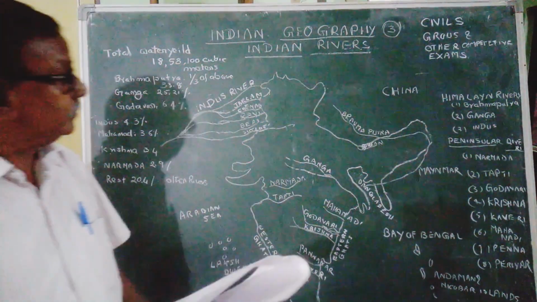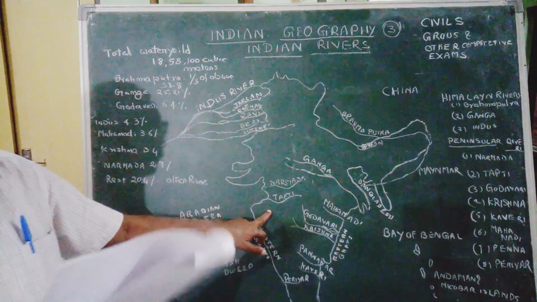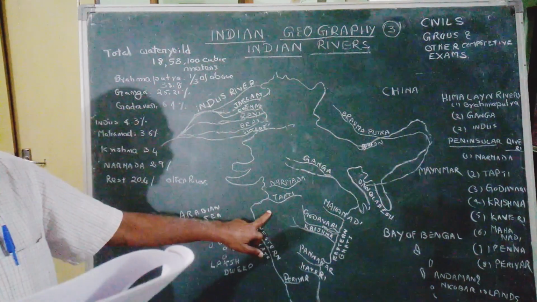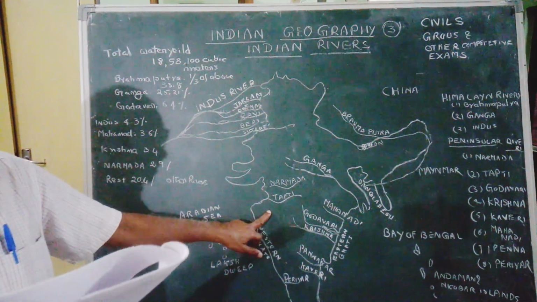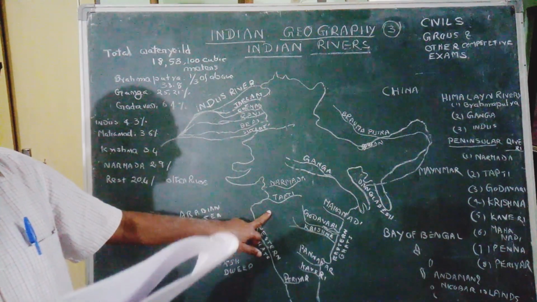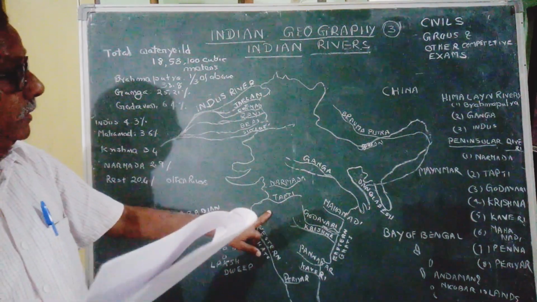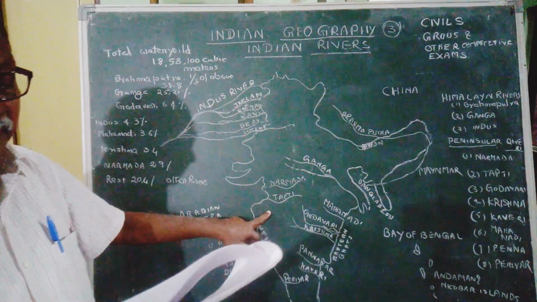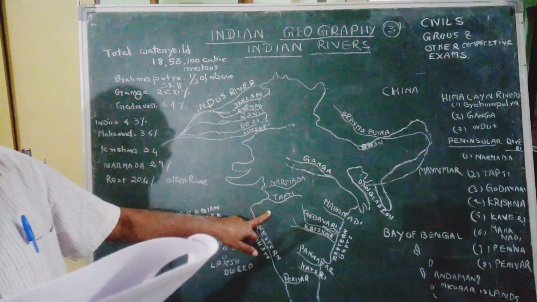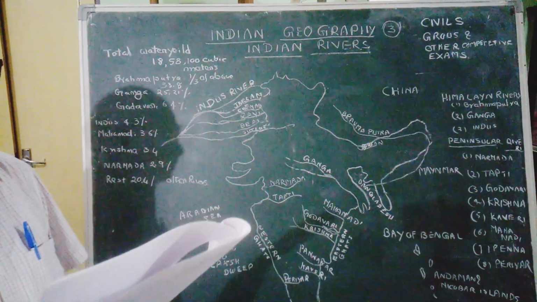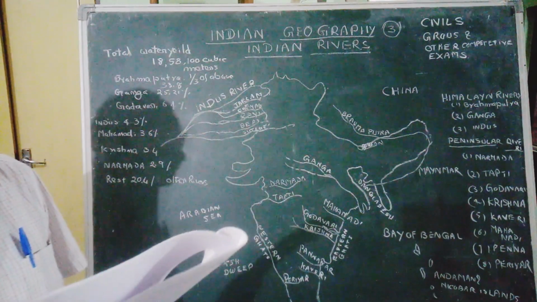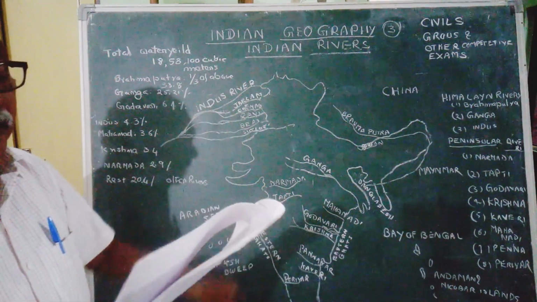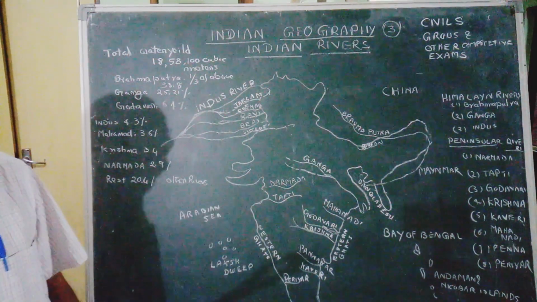River Tapti. It is also born in Madhya Pradesh at a place called Multai in Betul district. This is the second largest west flowing river in India. The river flows with a narrow basin and passes through Madhya Pradesh, Maharashtra, and Gujarat states, draining into the Arabian Sea.